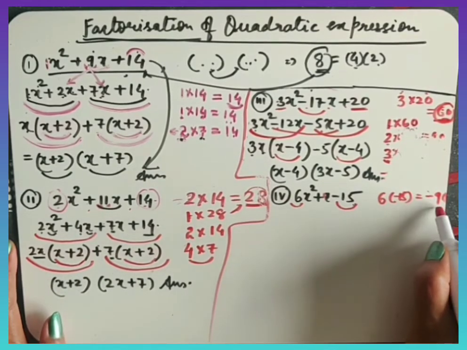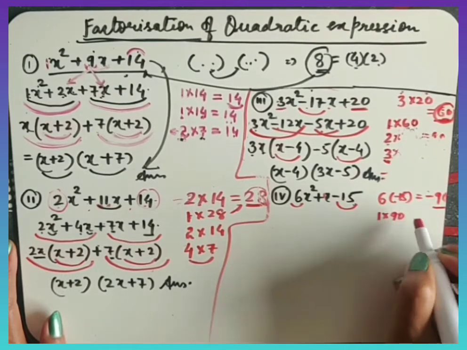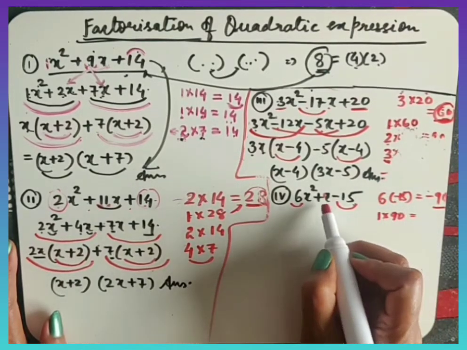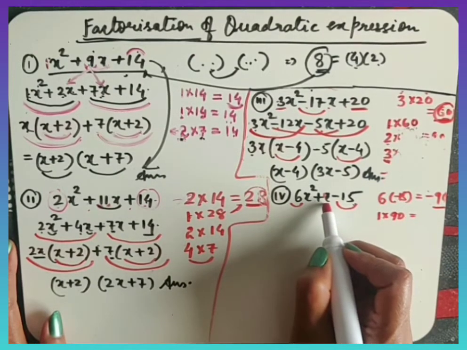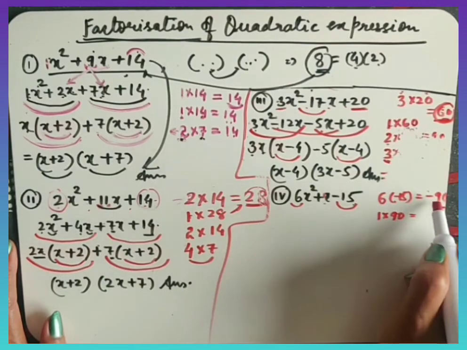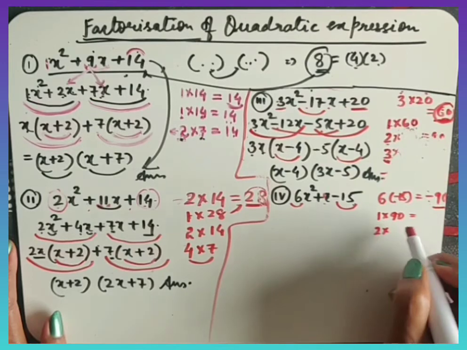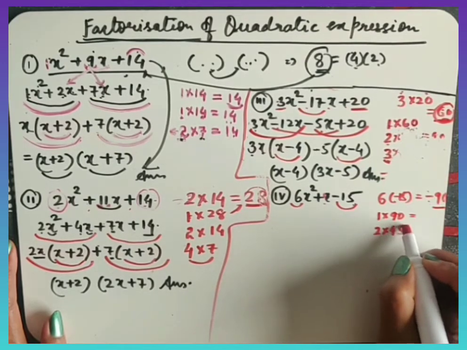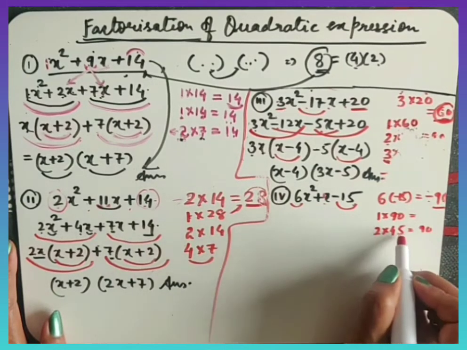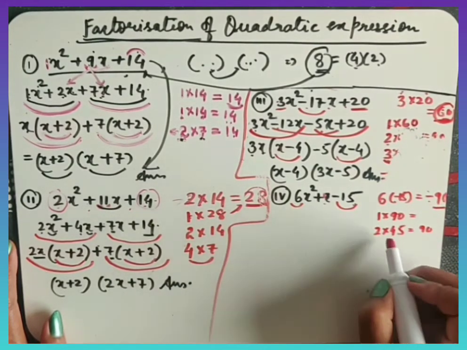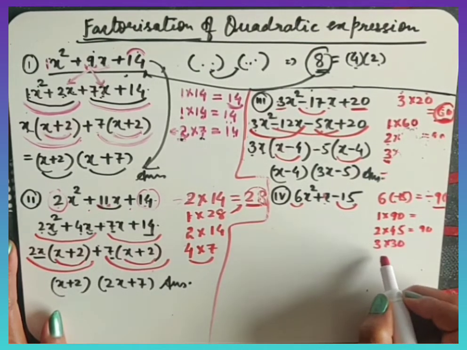Now you have to take all the factors of 90 here. So 1 multiplied by 90 will give you 90. But we should think that these two factors, by adding or subtracting, we should get plus 1, and by multiplying those two factors will give you minus 90. So start with 2 then. 2 multiplied by 45 will give you 90, but 2 and 45 by adding or subtracting will not give you 1. Now start with 3. 3 multiplied by 30 will give you 90.